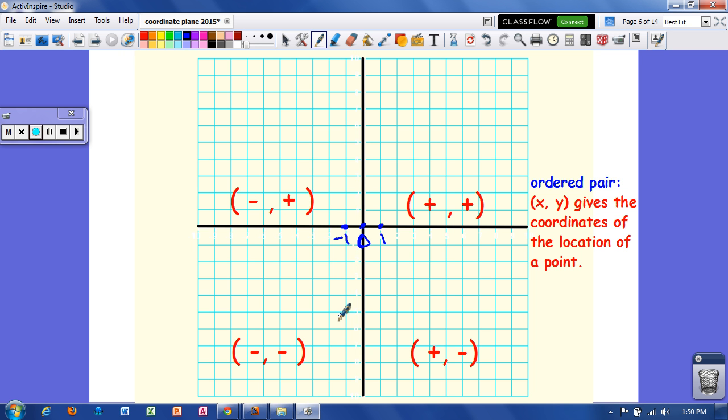Now, over here, okay, keep in mind this is 0. So this would be a positive 1, positive 2, etc. So right here, we're going to have a negative 1 and a negative 2, and so on. So when you come over here to quadrant 3, you're going to have negative x's and negative y's. Then when you come over here to quadrant 4, your x's are positive, and then your y's are going to be negative.